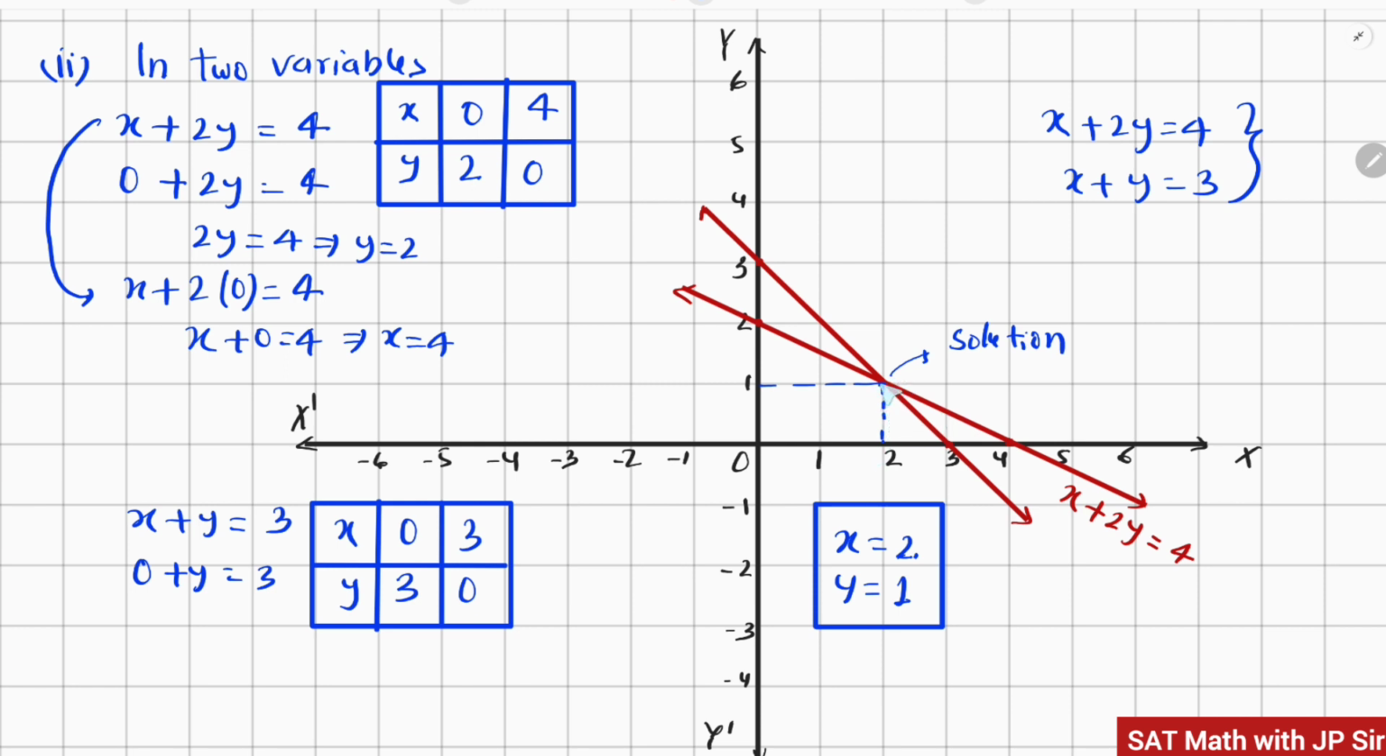Okay, so at the point of intersection, this is the solution of this pair of equations. I hope you understood this. But keep in mind that since we have only one point of intersection here, that's why we got a unique solution, just one solution. Now what about the graphs that are not intersecting at one point?